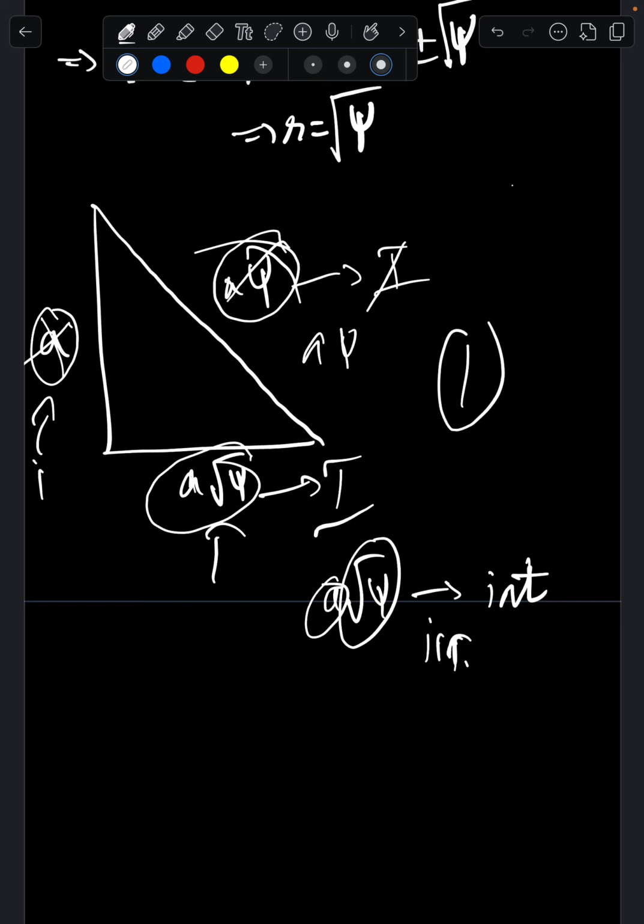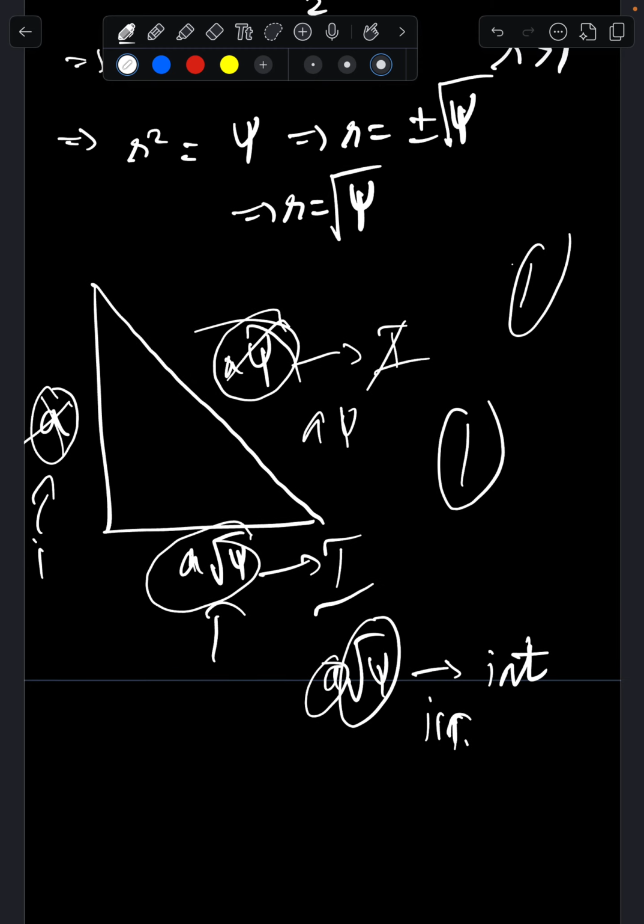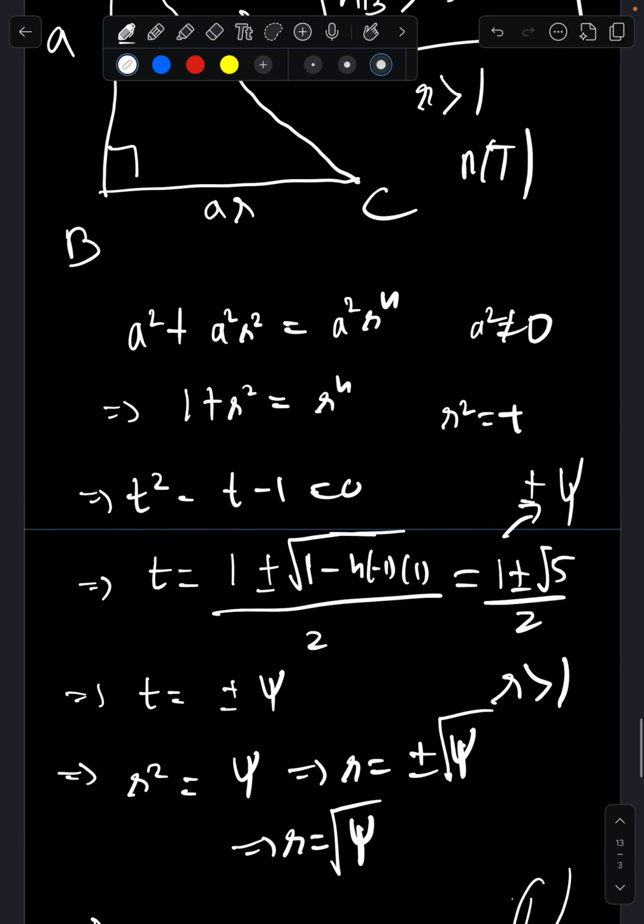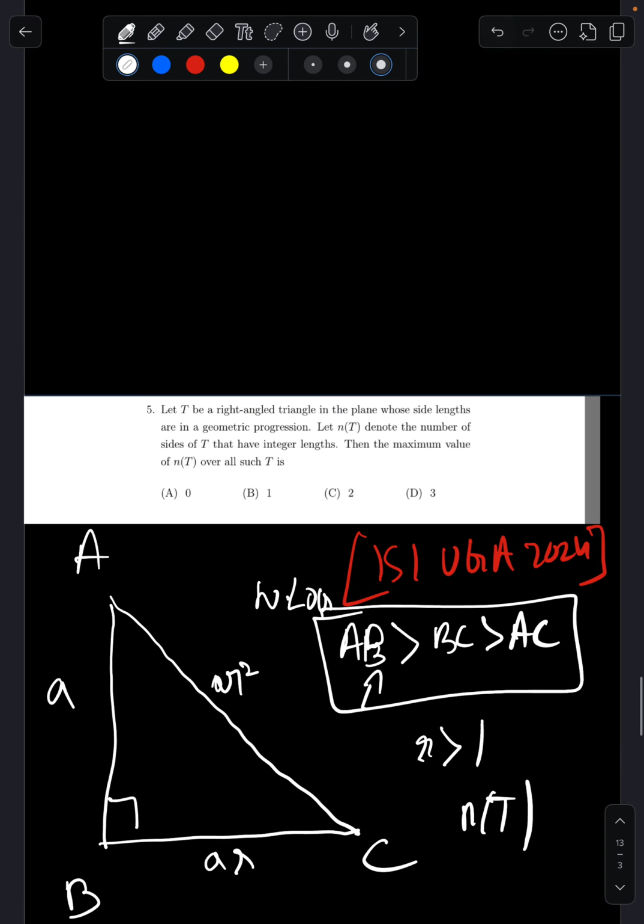So that means there can only be one integer side length in all the triangles. So N(T) is equal to 1, which is B.